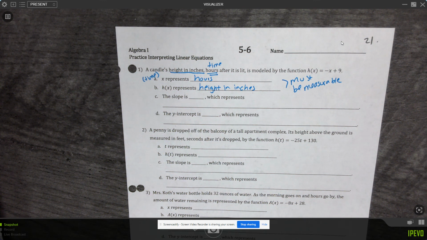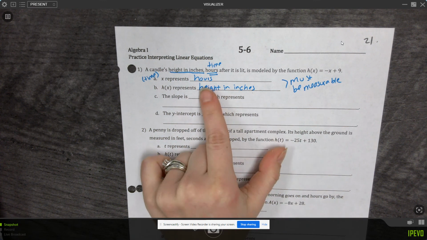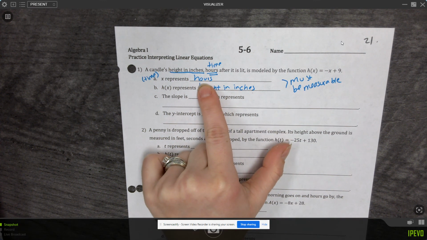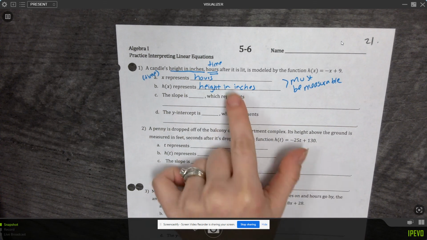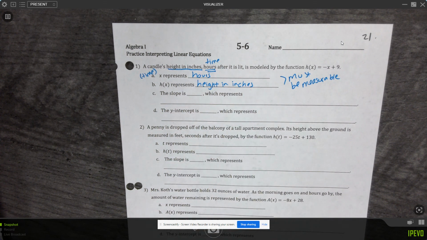You should be able to put a number on the answer. You should be able to ask yourself how many hours, and your answer should be able to be a number. I don't know what the thing is, but I should be able to ask you how many hours, and you should be able to say 3 hours. Yes, that works. But if you were to just say lit, you can't put a number on lit. So that doesn't make sense. That's not something I'm measuring. I'm measuring the hours and the height.